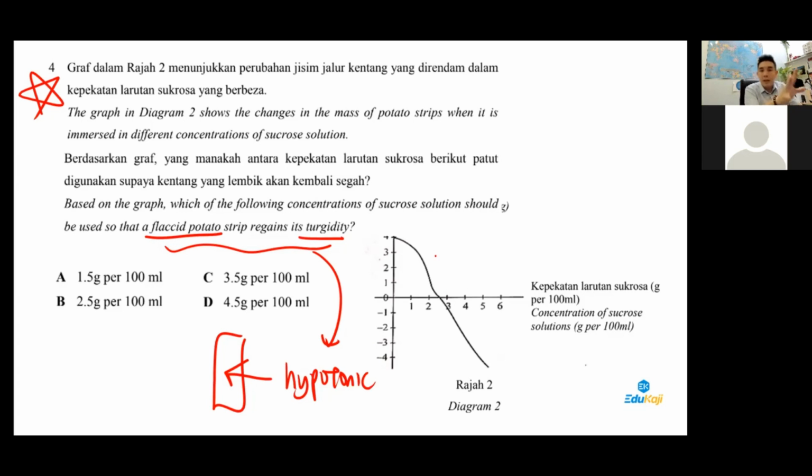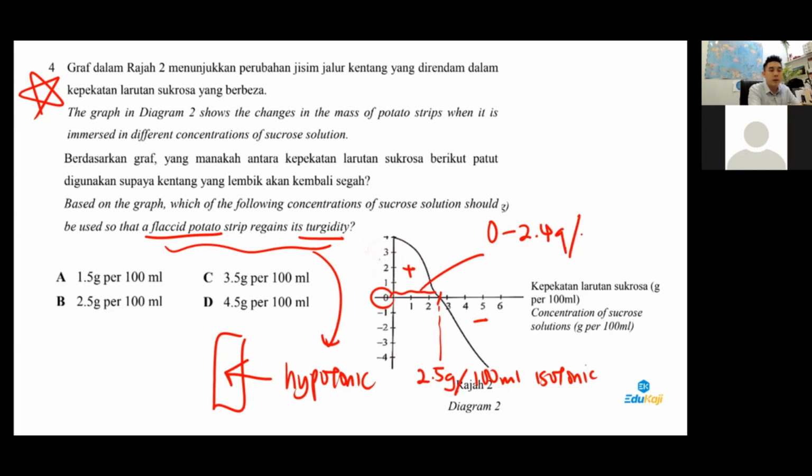Okay, if you look at the graph here, this is the cutoff point. This is the concentration whereby there's no change. So the solution here, 2.5 gram per 100 ml, is considered to be isotonic. Here is positive, here is negative. Why positive? Because it gained water, water entered. From here, we know that anything from 0 to 2.4 gram per 100 ml, we consider it hypotonic.